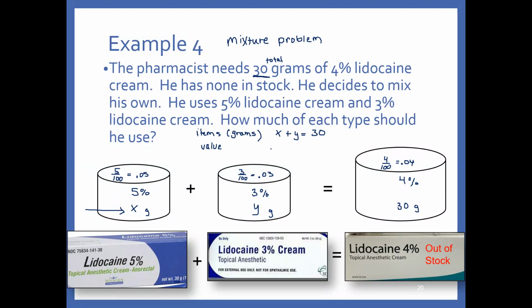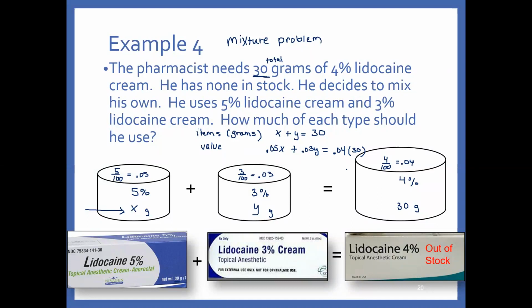So how much of this first vat of cream is actually lidocaine? Well, 5% of it. So its value is 0.05 times x. That's the actual lidocaine. In the second one, same idea. In this container, only 3% is lidocaine, so 0.03 times y. But in our final container, there's still only 4% of it that is the active ingredient, the lidocaine. So I have to use the percent here, the 0.04, and this time the amount is known to be 30 instead of a variable.